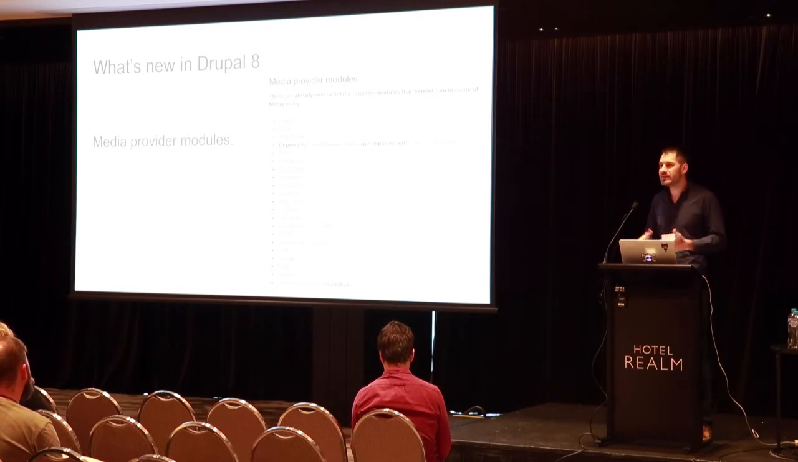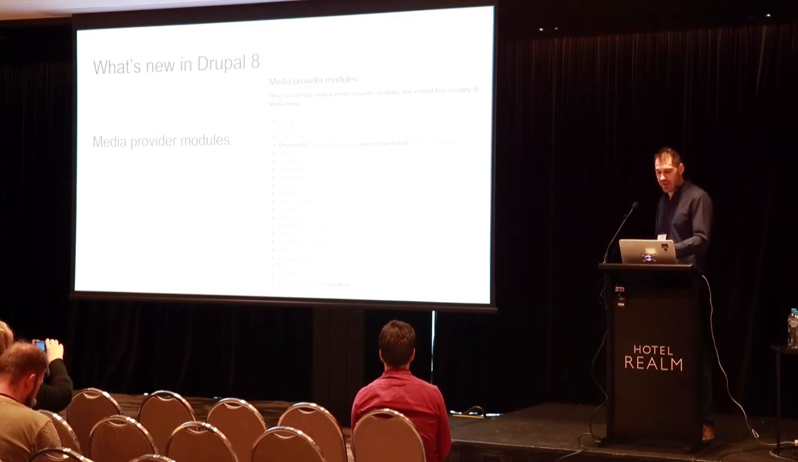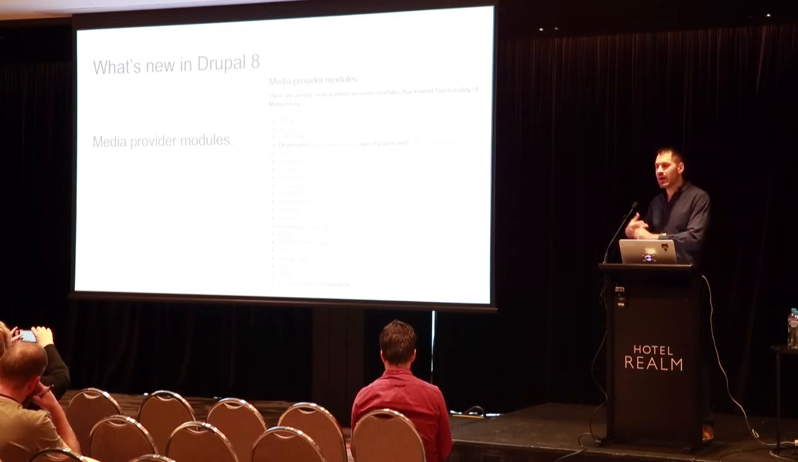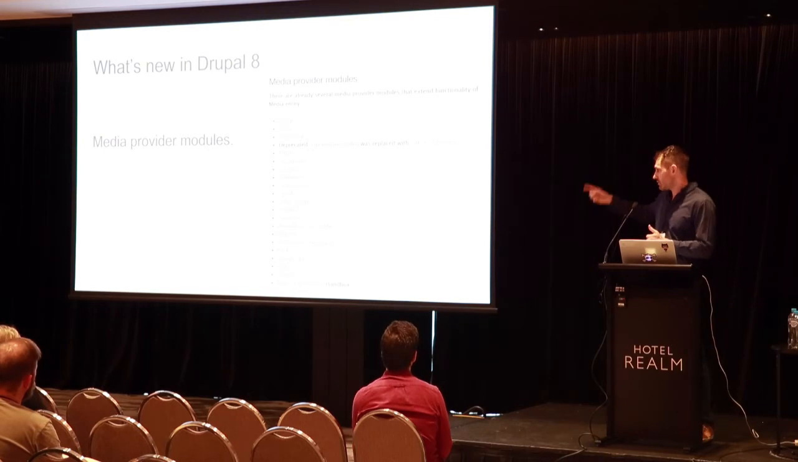So Media Entity doesn't know how to pull in a thumbnail from a YouTube video. That's handled with Video Embed Field. It doesn't know how to generate an image thumbnail. That's handled with the Media Entity Image module. So you can see that there are a lot of media providers here. And generally, if you were to create a media bundle, you would also have to download one of these media providers.